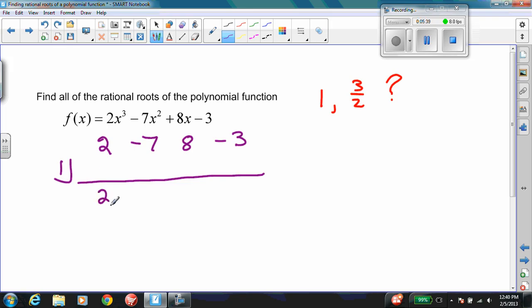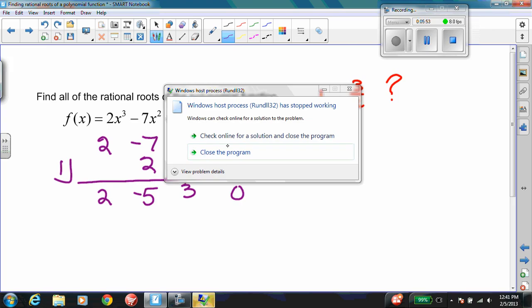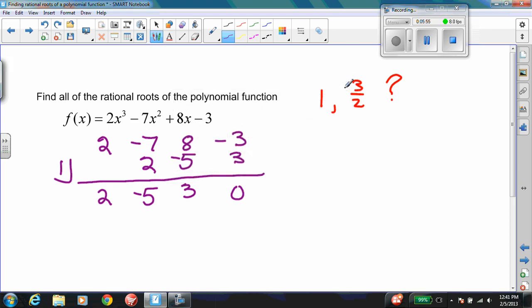So I want to bring the 2 down. 2 times 1 is 2, plus a -7 is -5. -5 times 1 is -5. 8 minus 5 is 3. 3 times 1 is 3, and that does give me 0. This is my remainder.